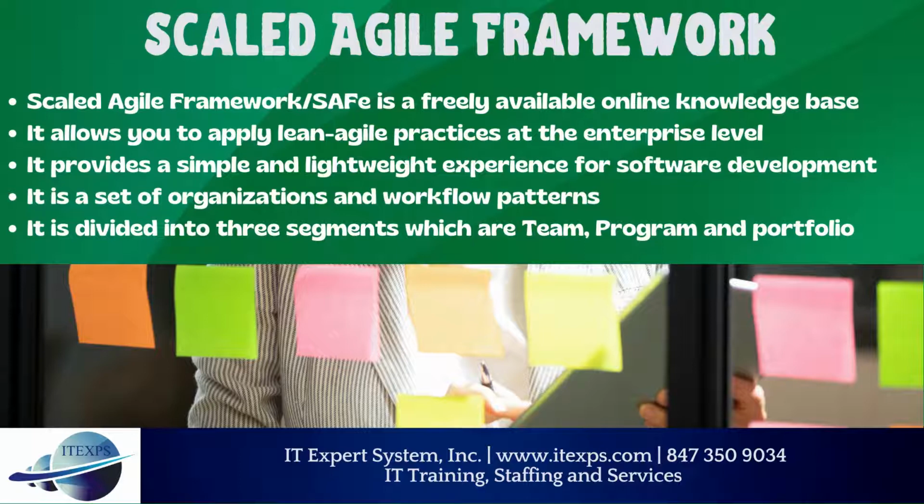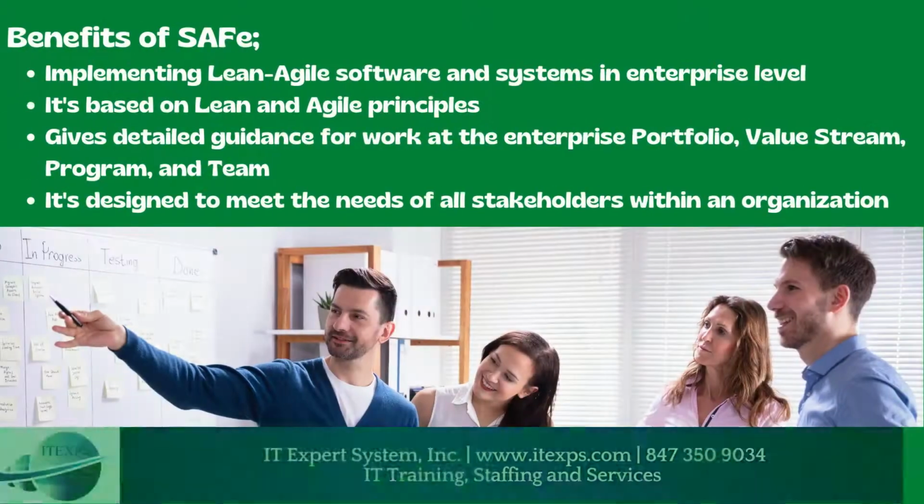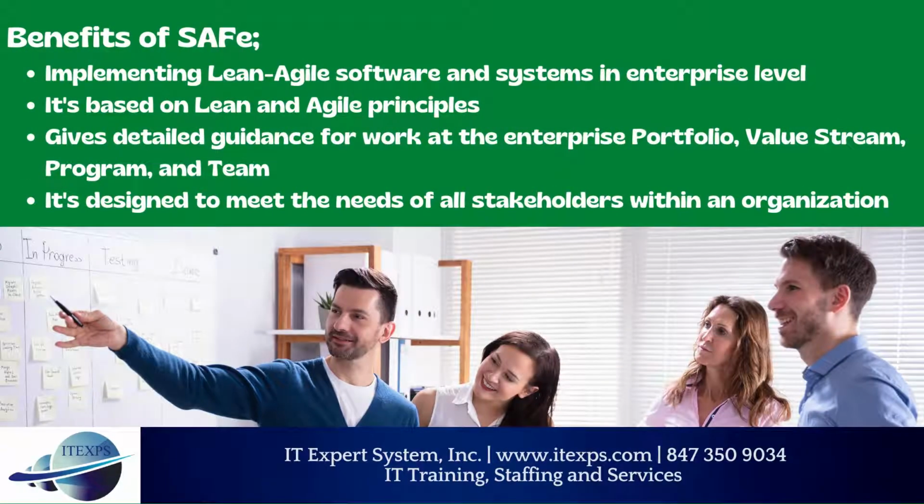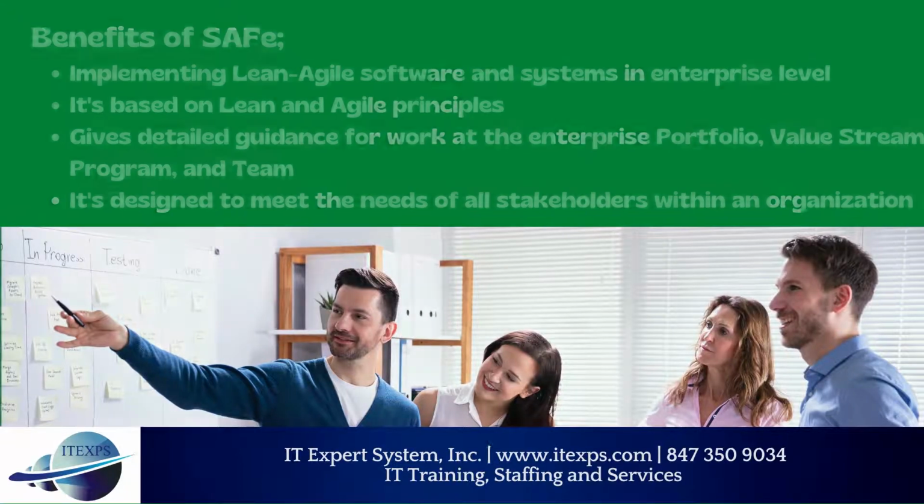It is divided into 3 segments, which are team, program and portfolio. The SAFe framework benefits the team with implementing lean Agile software and systems at the enterprise level. It's based on lean and Agile principles. It gives detailed guidance for work at the enterprise portfolio, value stream, program, and team. And it's designed to meet the needs of all stakeholders within an organization.